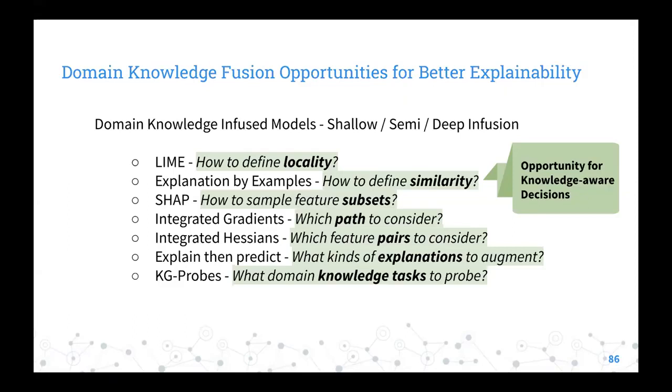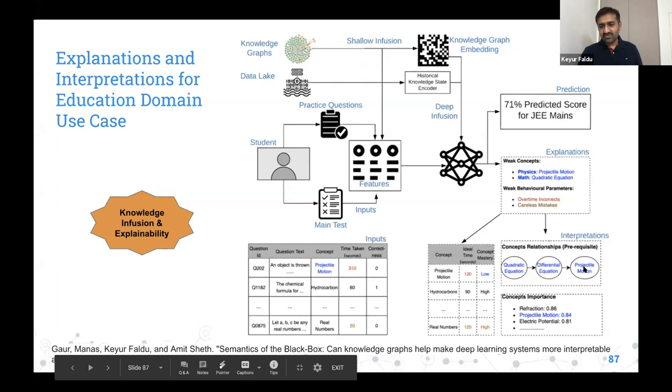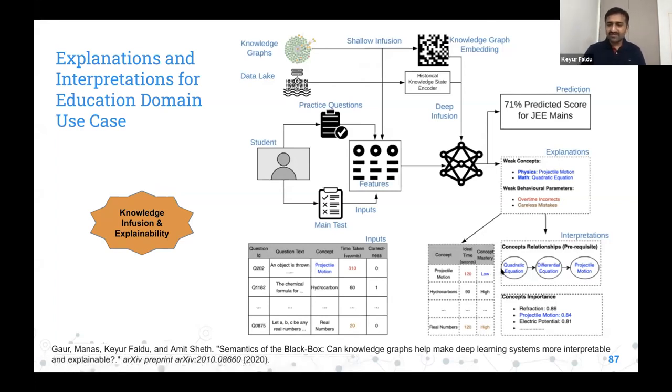Basically, in this slide, against each popular explanation method, we are seeing the opportunity to infuse the knowledge. An Embibe use case I can show is predicting students' learning outcome, where the knowledge graph, academic knowledge graph and historical data lake, in shallow infusion and deep infusion manner, can not only predict the score of the student but also give explanations which are academic in nature. Say projectile motion was the concept where the user was weak, but what was the prerequisite concept which led to this academic weakness, as well as the behavioral outcome.